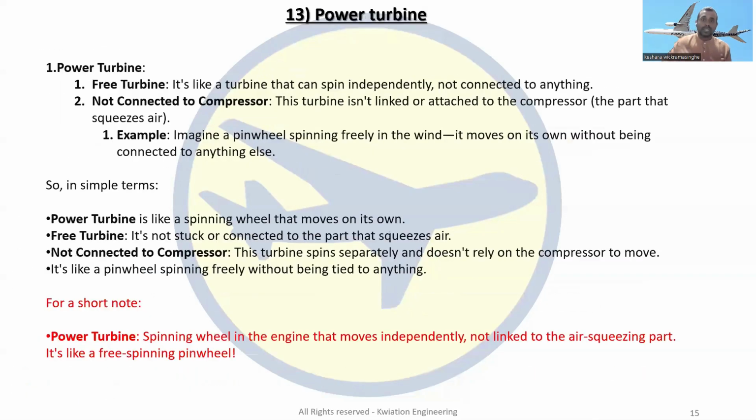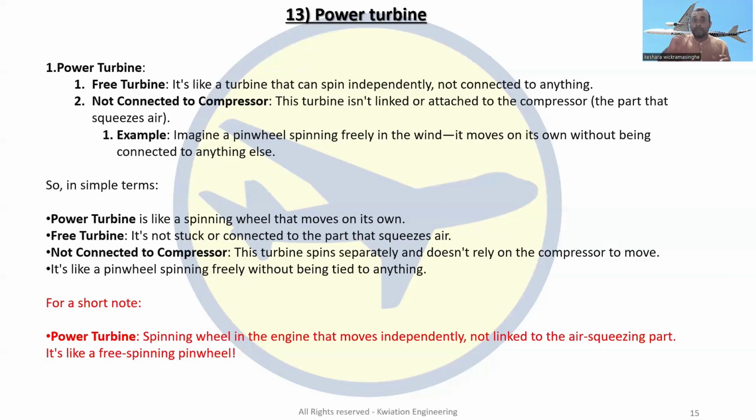The next one is the power turbine. First, we'll talk about the free turbine. It's like a turbine that can spin independently, not connected to anything. That is called a free turbine. It is not connected to the compressor. This turbine isn't linked or attached to the compressor, the part that squeezes the air. Compressor means the part that squeezes, compresses the air.